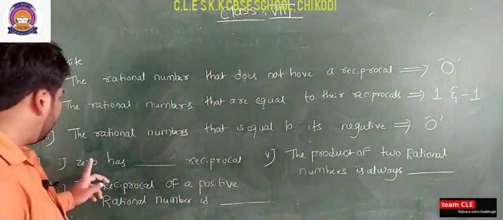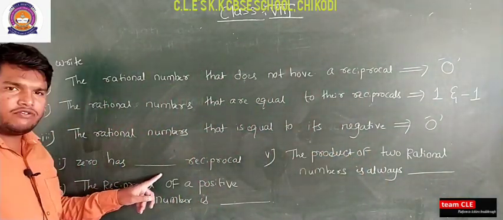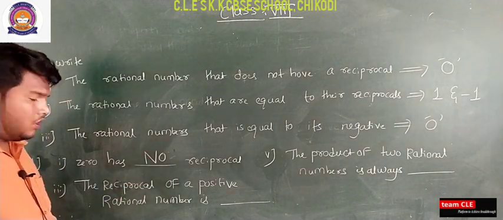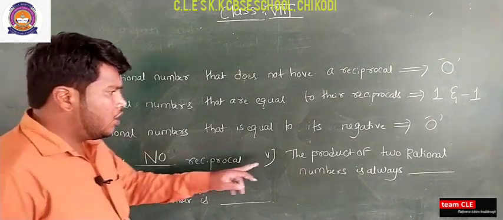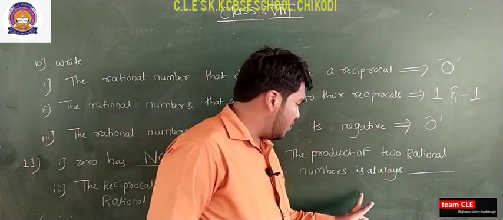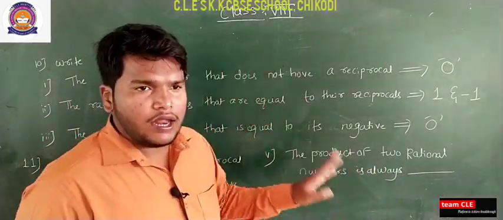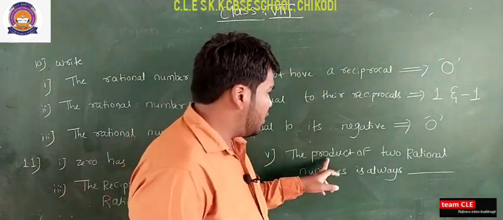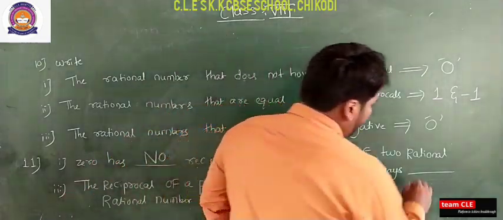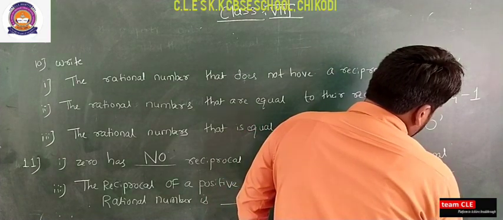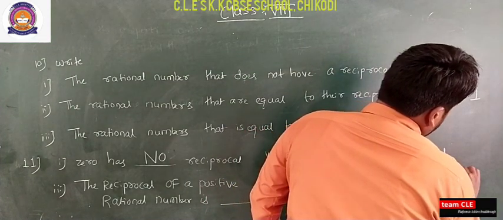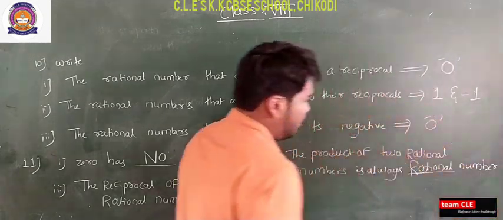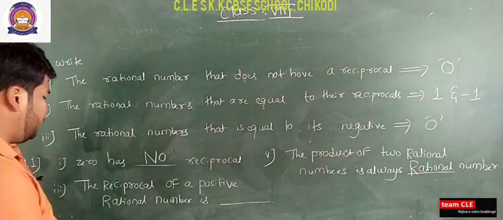Next, fill in the blanks. 0 has dash reciprocal. This is 0 has no reciprocal. Next, the product of two rational numbers is always a rational number. The product of two integers is always an integer. Similarly, the product of two rational numbers is always a rational number.